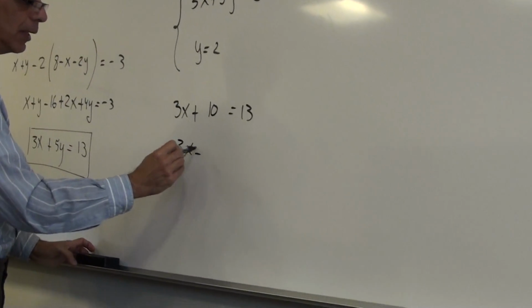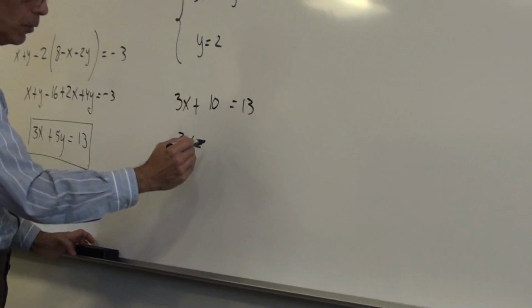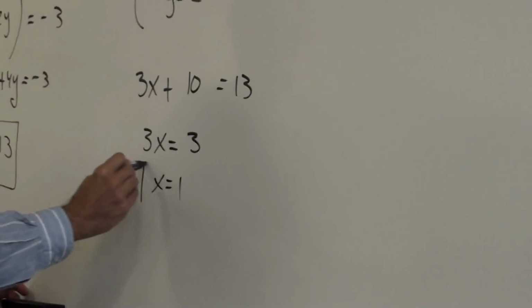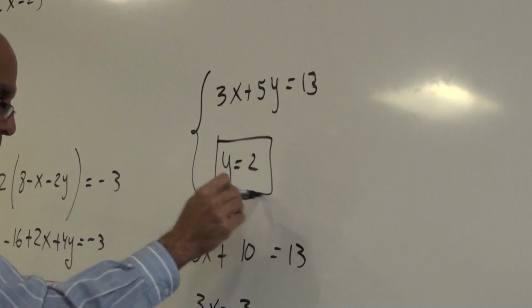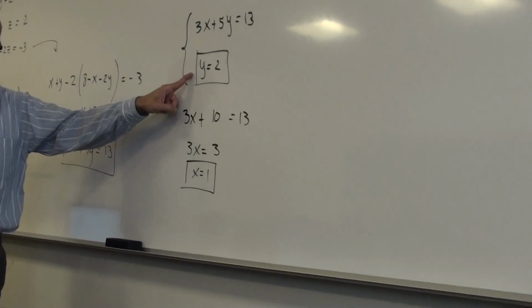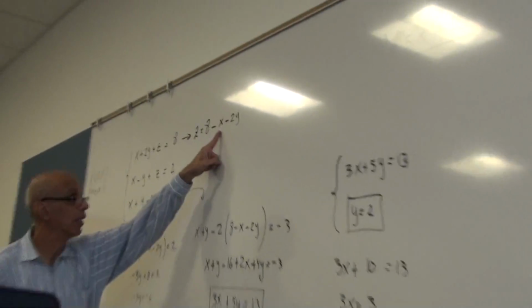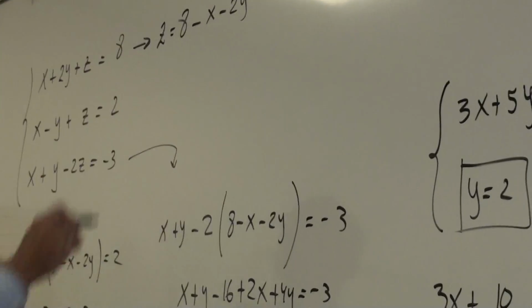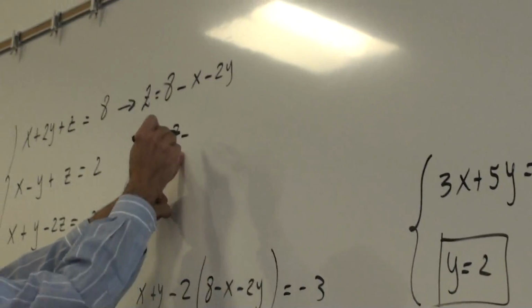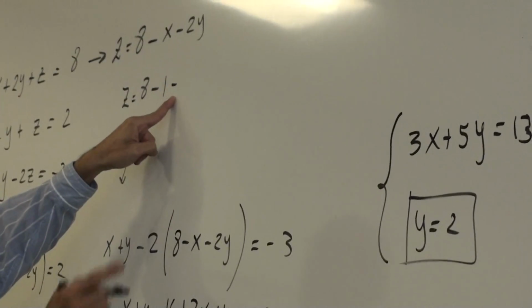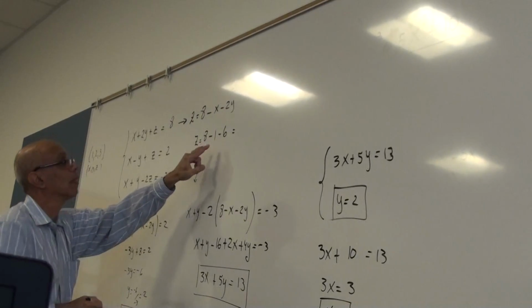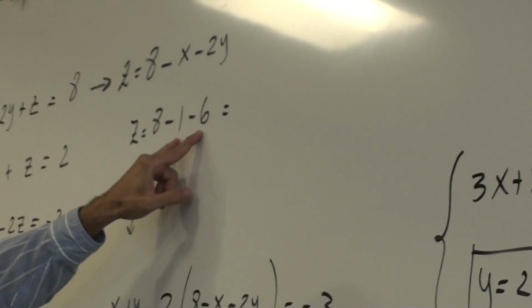Then I have 3x equals, take away 10 on both sides. 13 minus 10 is 3. x is equal to 1. Beautiful. 1, 2. I have already the value of x. I have the value of y. And what I'm going to do, I'm going to plug in here to get the value of z. So z is going to be 8 minus 1 minus 2 times 3 is 6. So I have here 7.